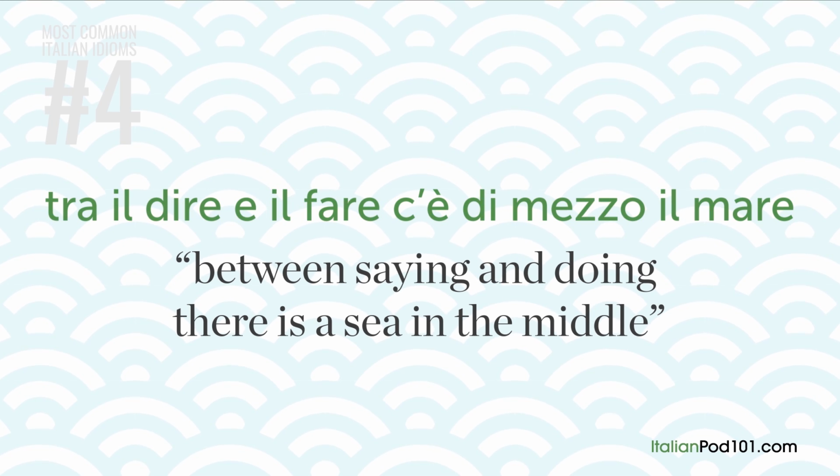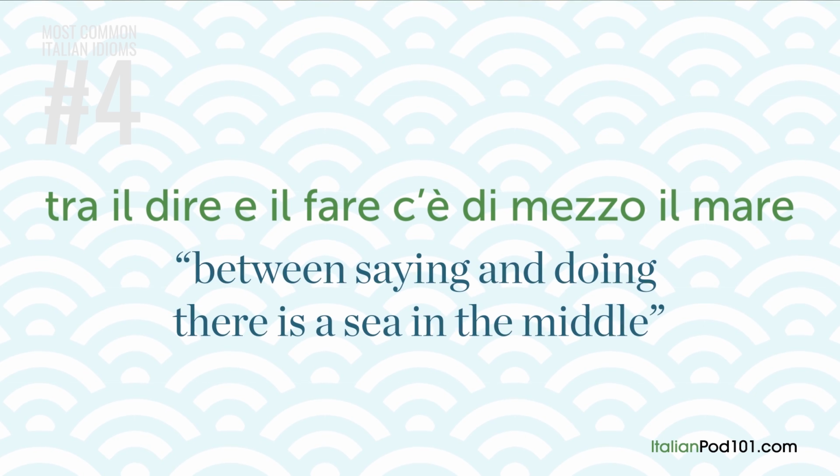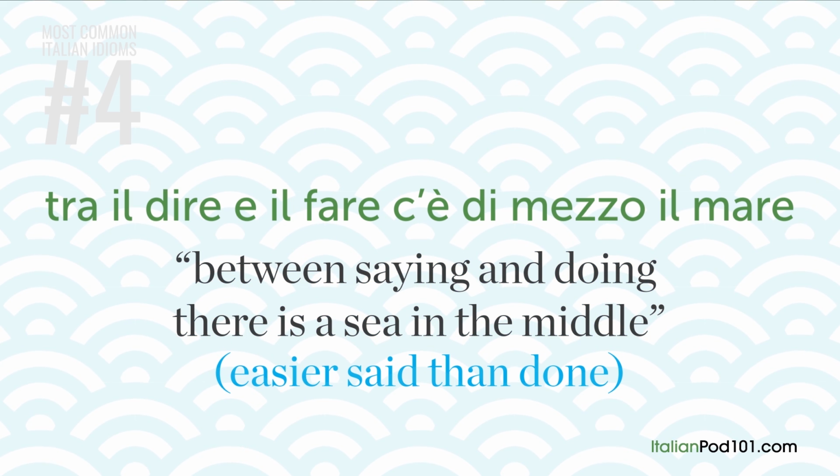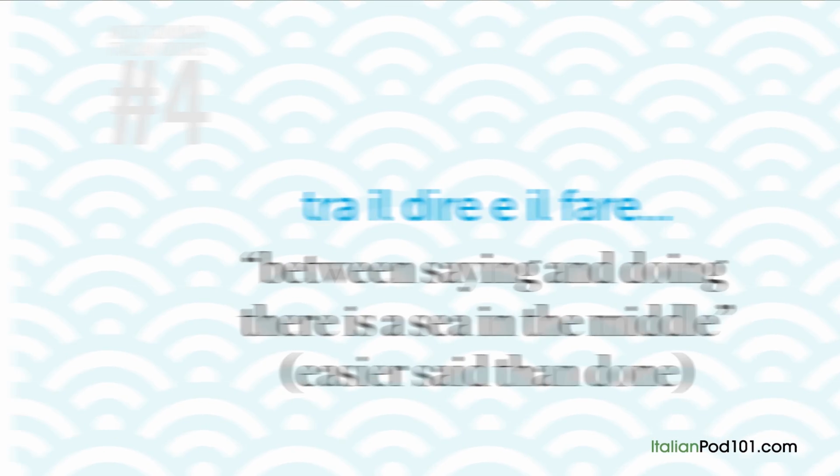Tra il dire e il fare c'è di mezzo il mare. Idiomatic expressions about the sea are quite common in Italian. This one means, between saying and doing there is a sea in the middle. It means, easier said than done. Italians often shorten this expression and just say tra il dire e il fare.